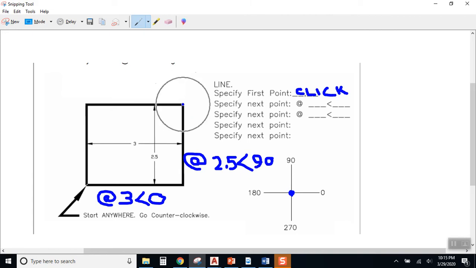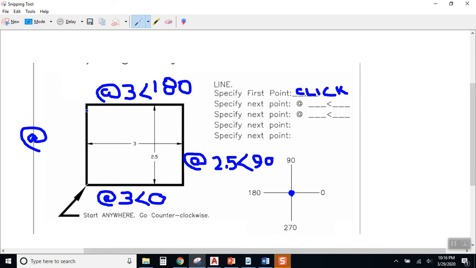All right, now we're here. We want to go to the left. So from the last point, what is our distance? 3. What is our angle? Going straight to the left from wherever you are is an angle of 180. Great. Now we're here. We want to go down here from the last click. What is our distance? 2.5. And what is our angle? Straight down will be 270.